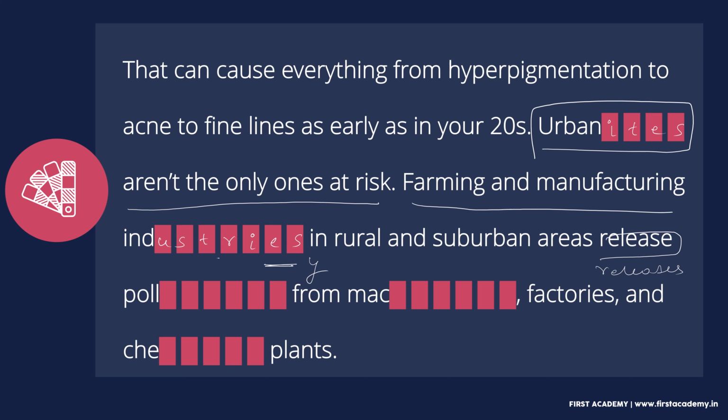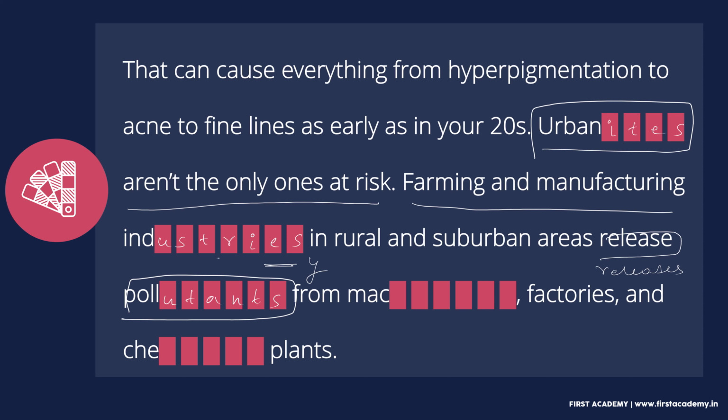And the next blank has got to be really, really easy. What do the industries release? And since we are talking about pollution, automatically the answer would be pollutants. Once again, plural. Please remember pollutant, and if you see that there is one blank remaining, simply add an S, and that should usually sort most of your troubles out.